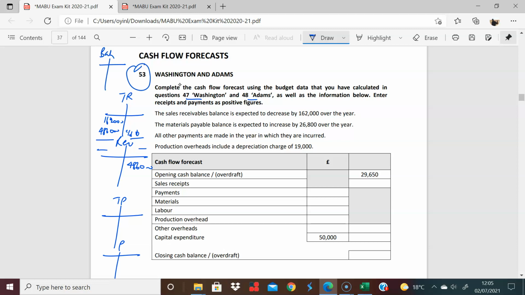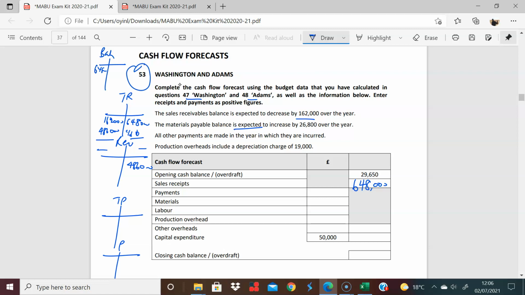162 plus 486 is 648,000. Bank 648. So what happened here? At the beginning of the year, you're owed 162,000. You sell some more goods on credit for 486. For your receivable balance to go down, it means that you're receiving money from someone who's owed you money from the beginning of the year. And so the sales receipts will be 648,000.